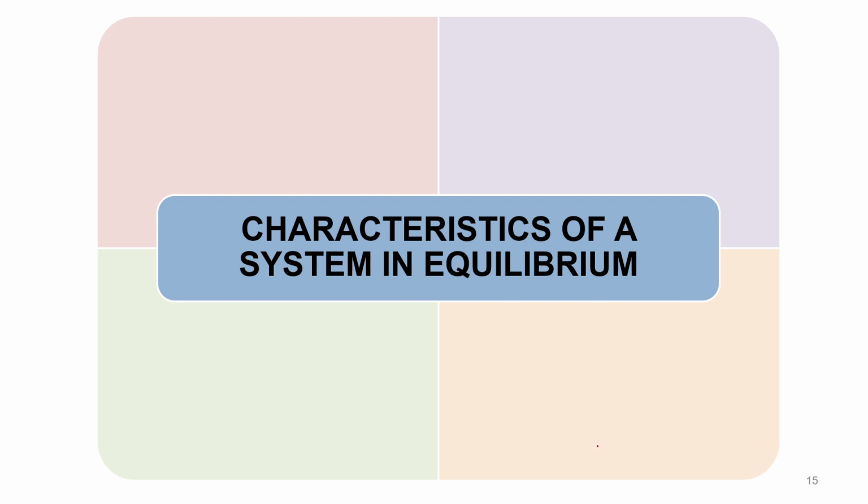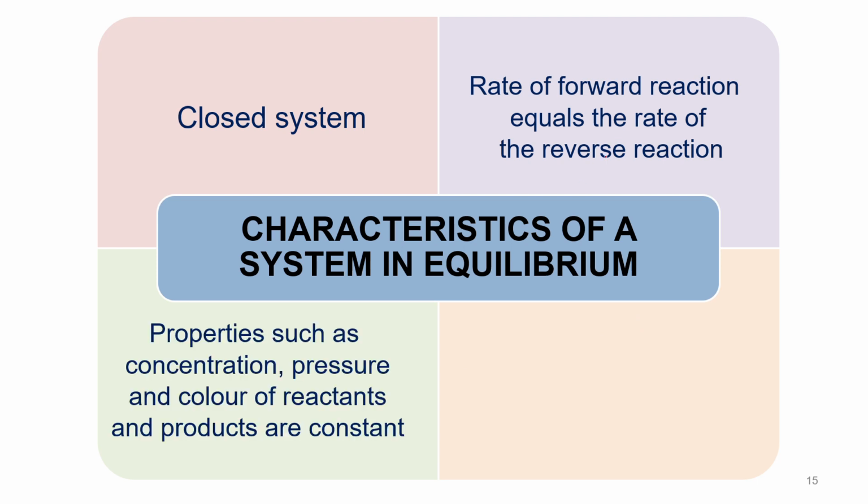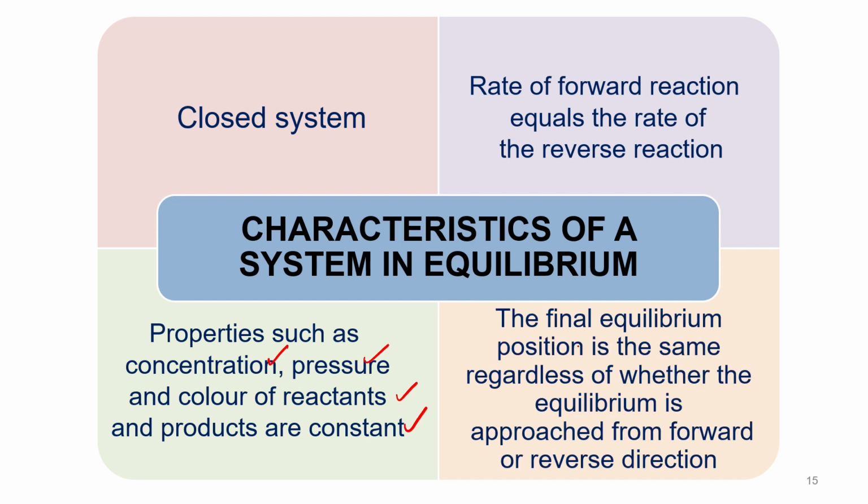Next, ciri-ciri, characteristics of a system in equilibrium. So we have closed system, okay, dia mesti berada di dalam closed system, rate of forward reaction equal to the rate of reverse reaction. Then the properties such as concentration, pressure, color of reactant and product are constant. Okay, ciri-ciri seperti concentration, tekanan dan warna adalah constant. And then the final equilibrium position is the same regardless of whether the equilibrium is approached from forward or reverse reaction. Okay, so kita ada 4 ciri-ciri sistem di dalam keseimbangan.